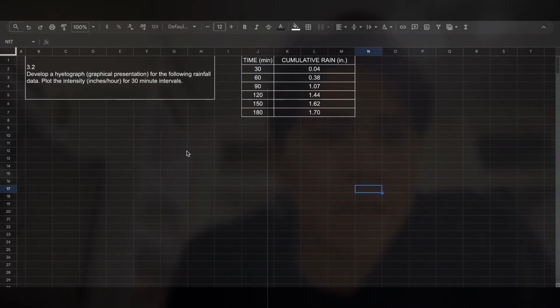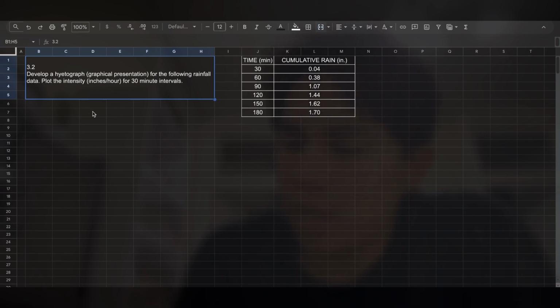Problem 3.2: develop a hyetograph, a graphical presentation, for the following rainfall data. Plot the intensity in inches per hour for 30-minute intervals. So we are introducing what a hyetograph is now. We're also gonna be getting familiar with a hydrograph. And the main difference between a hyetograph and a hydrograph is that a hydrograph is flow in cubic feet per second over time.